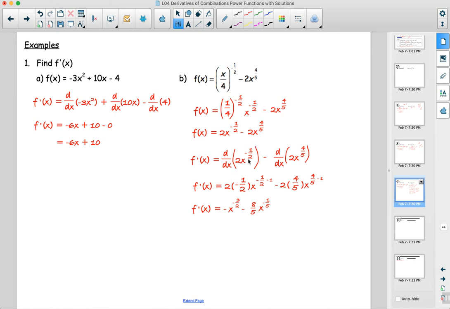Then showing my work. To take the derivative of this, it would be 2 times negative 1/2 times x to the negative 1/2 minus 1, minus 2 times 4/5 times x to the 4/5 minus 1. 2 times negative 1/2 is negative 1. Negative 1/2 minus 2 over 2 is negative 3 over 2. So negative x to the negative 3 over 2. 4/5 minus 5/5: 4 minus 5 is negative 1. So I get negative 1/5. So the derivative is negative x to the negative 3/2 minus 8/5 x to the negative 1/5.